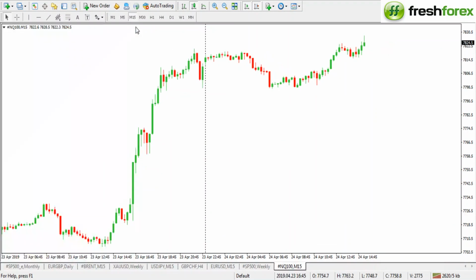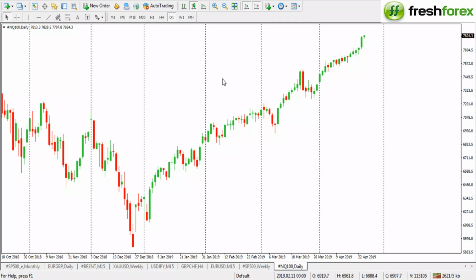Yes, this is what I call correlation. This is what is called correlation. So all of them tend to move just the same way. Correlation is when you have two assets moving in the same direction.